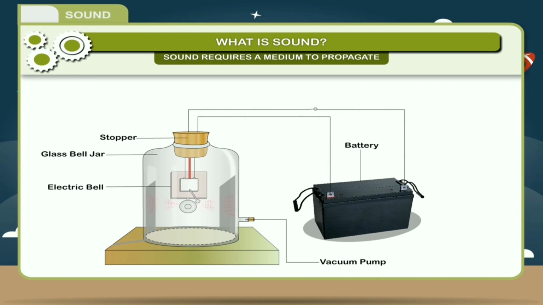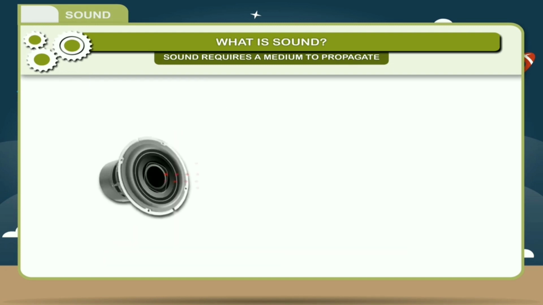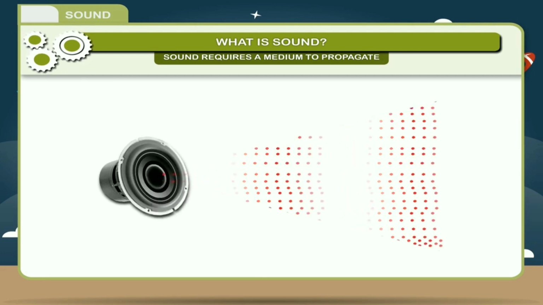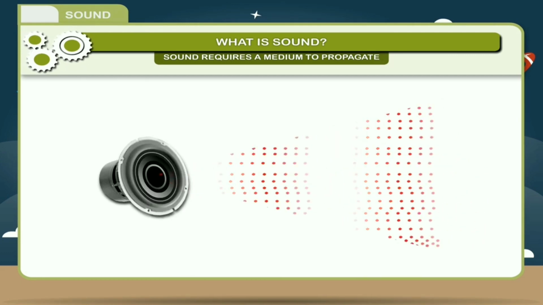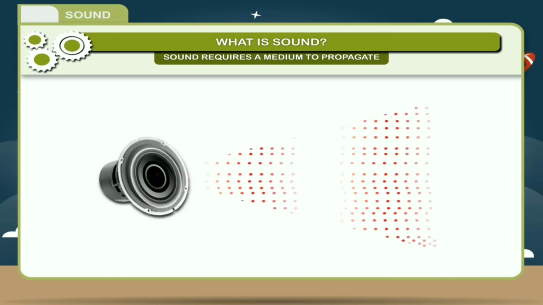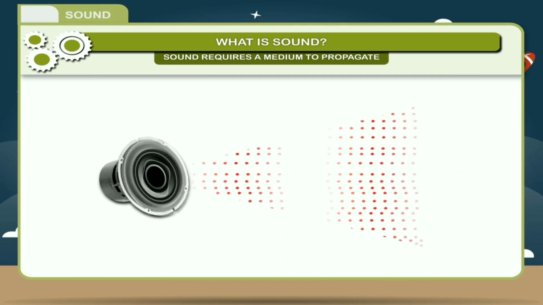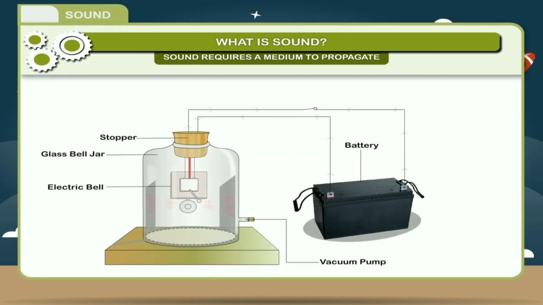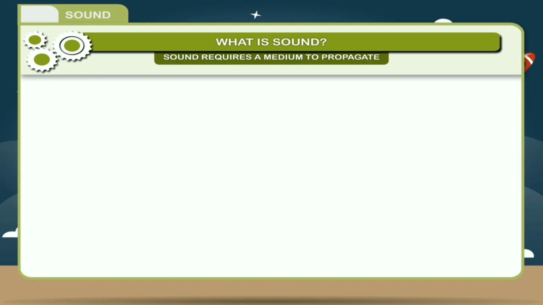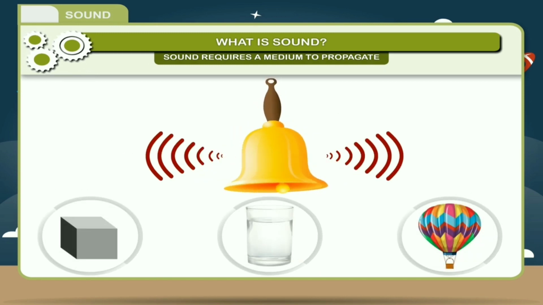Hence, we can conclude that the air particles were acting as a medium and they were helping the movement of sound energy. When the vacuum was created, the sound could not travel from inside the jar to outside. Hence, we can say that some kind of medium like solid, liquid, or gas is necessary for the propagation of sound.